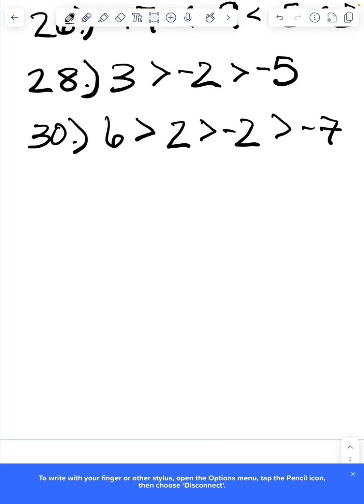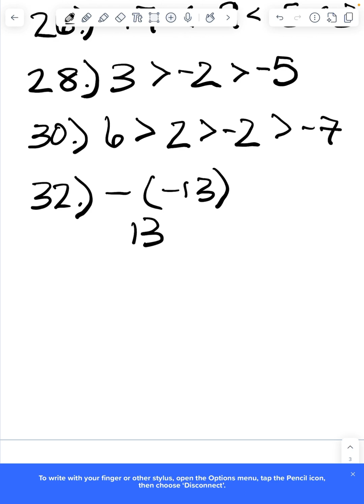All right, moving right along. Number 32. Evaluate each expression. So what's written here is read as the opposite of -13. So the negative in front, I would read as the opposite of -13. My answer here is +13.